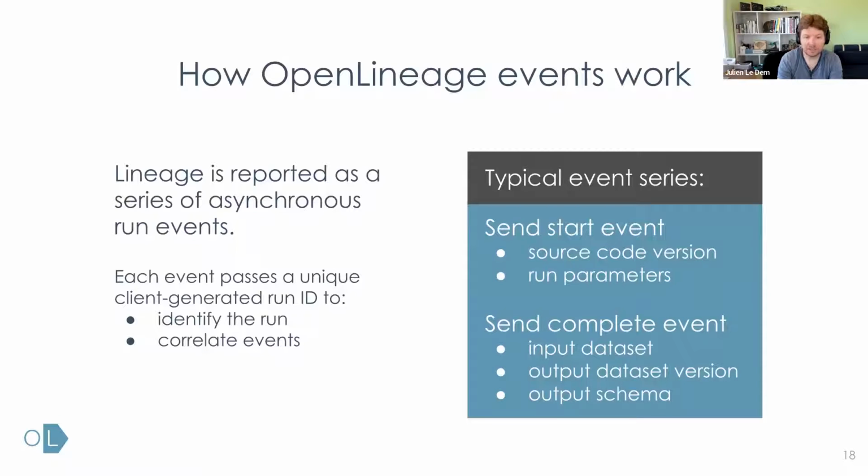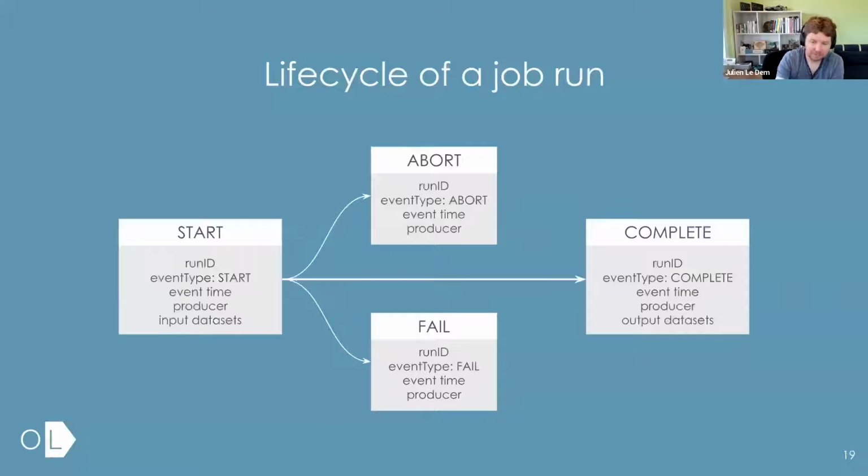Typically, you will have a start event at the beginning when the task starts. It will contain information such as the version of the source code, the run parameters, and some other information. You'll have a complete event sent at the end. You'll also optionally send other events in the middle if there is salient information you want to pass. So it captures the life cycle of the run with the relevant metadata.